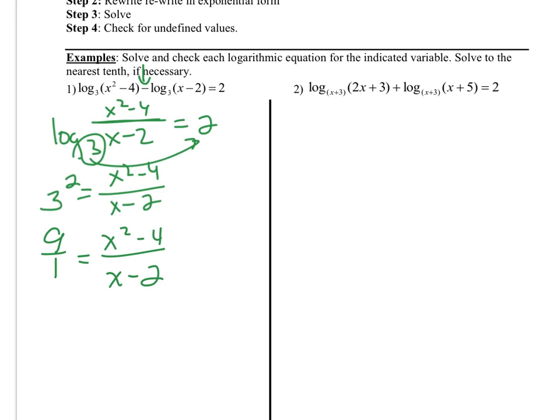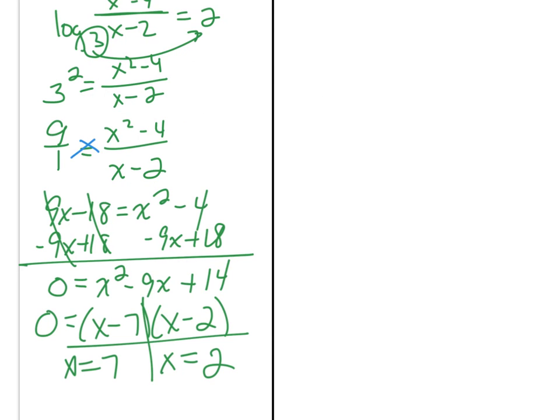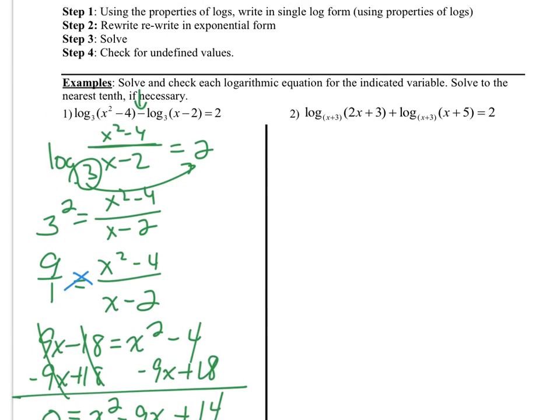Why don't you take a second and see if you can solve this, and then I'll come back with the answer. Right, so this is what I got. I got 9 over 1, so I cross multiplied, and I got 9x minus 18 equals x squared minus 4. Set it equal to 0, got x squared minus 9x plus 14. Factored, t-charted, got my 7 and my 2. We do have to go back and check that 7 and 2.